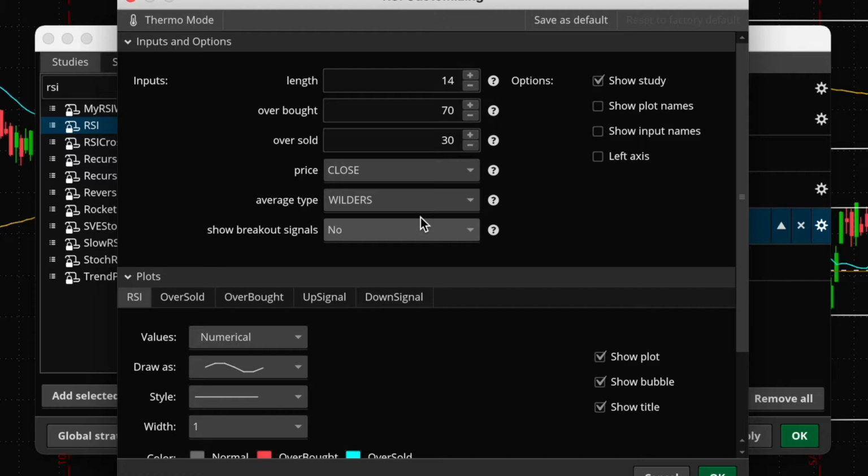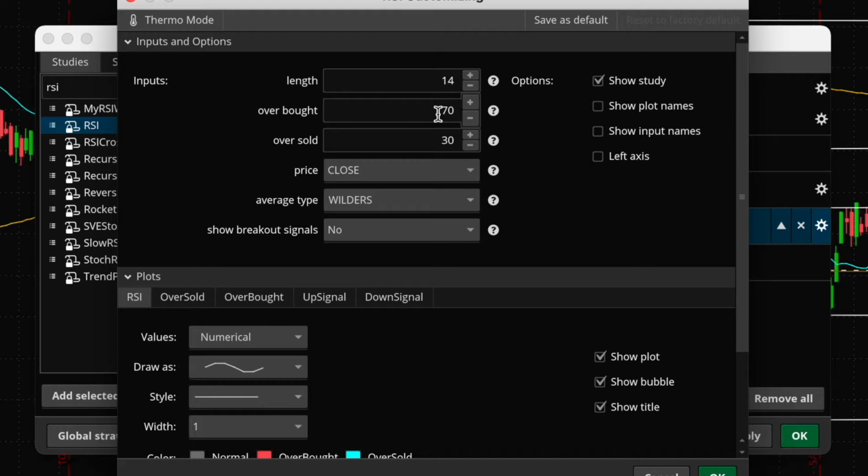Now, I personally just use all of the default settings here, but the most important ones to change, if you did want to, would be the overbought setting or the oversold setting. Right? So basically, if this indicator gets above 70, at that point, you would read this as the stock or whichever asset you're looking at is overbought.